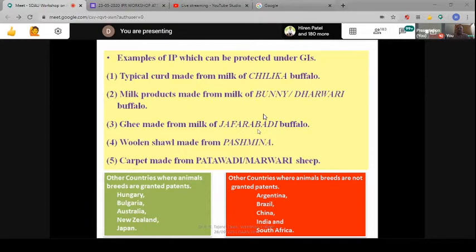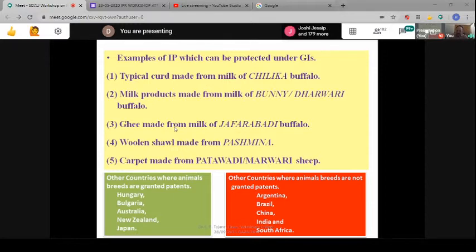Now, what things can you protect with the help of the geographical indication? Milk of the Chilika buffalo, again a specialized variety originating from a specific community or specific territory of our country. Then milk products made from the milk of the Banni or Dharwari buffalo can also be protected with the help of the geographical indication. Then ghee made from the milk of the Jaffarabadi buffalo, where the size of the fat globules is very high. So if you produce ghee, you will get a very granular appearance or texture from this Jaffarabadi milk. That also can be protected using the geographical indication.